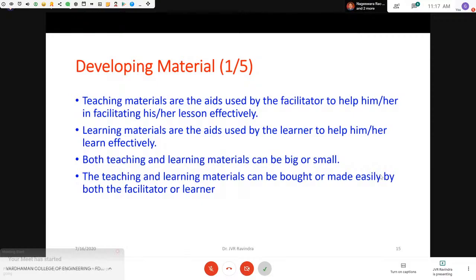Why you require that one-page document is to manage the time, because time is very, very important. Otherwise, you will be in a loop, and probably you may not be able to complete it. So for a quick reference, you can write point by point what you want to discuss. Enough done. Then learning materials are the aids used by the learner to learn effectively. Here, we have been making another mistake. You know what that mistake is? We write the entire textbook on A4 sheets and give it to the students. That is also not good.